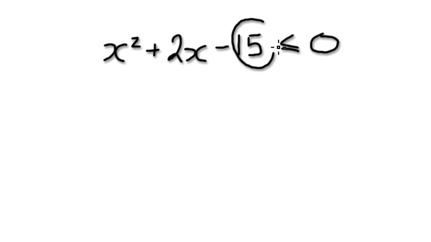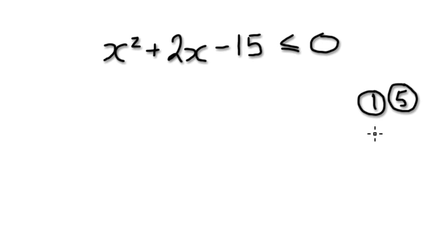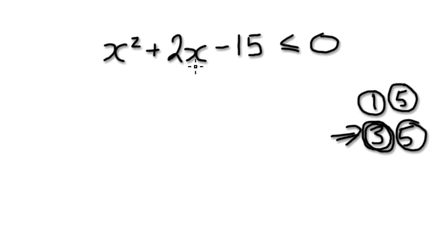Now, two numbers multiplied together give you negative 15, but when added together give you a positive 2. How would I create a minus 15? I could use a 1 and a 15, or I could use a 3 and a 5. I'm going to try this pair here because I can create a positive 2 from a 5 and a 3. I can't create a 2 from a 5 and a 1.